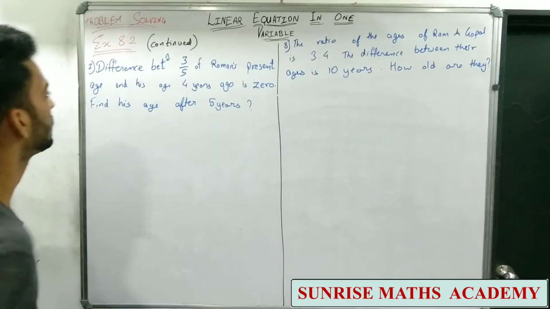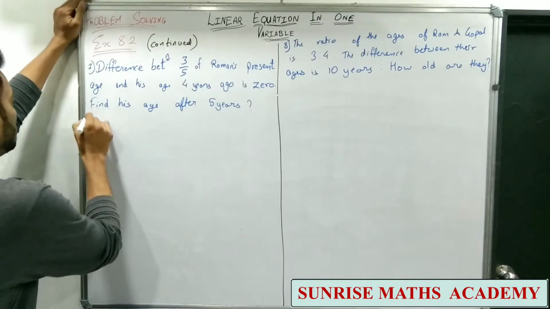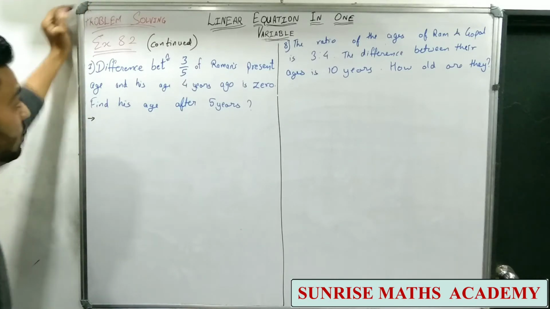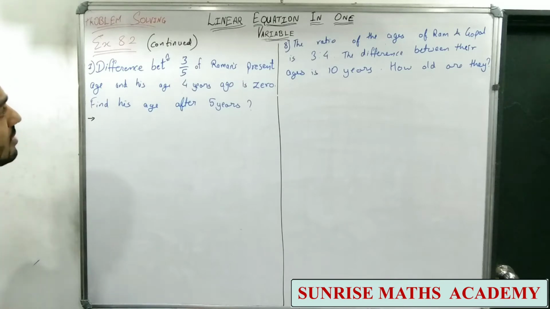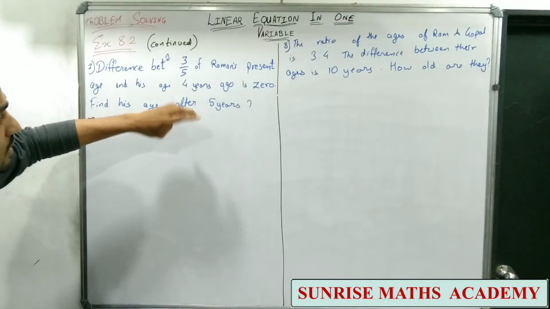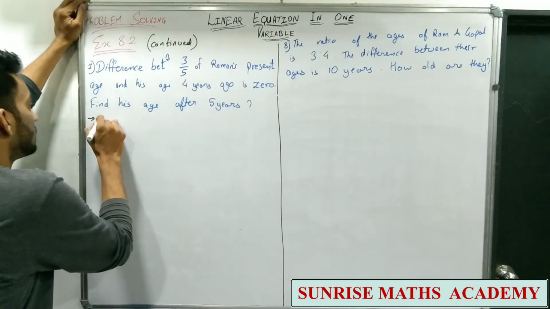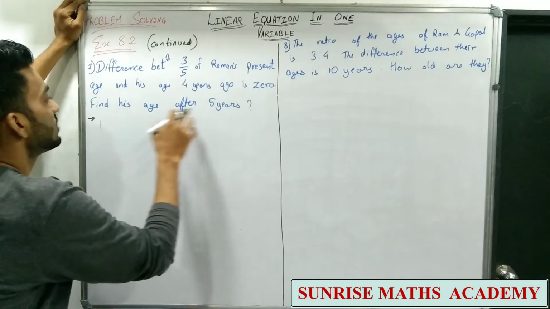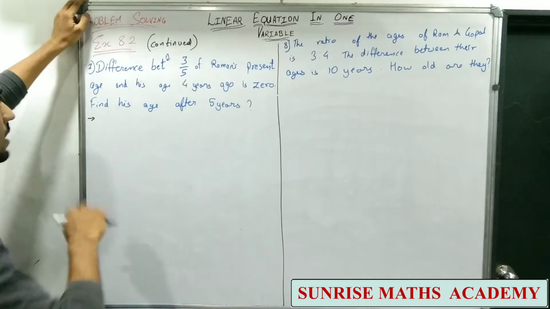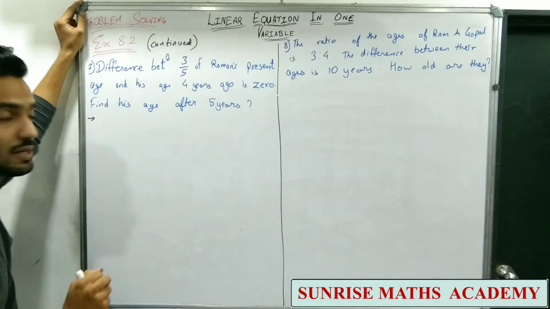Hello students, in this video we will be continuing with the word problems. The first one we have: difference between 3/5 of Raman's present age and his age 4 years ago is 0. Now in the first and second sentence both the things are having the base as Raman's present age. So what we have to do here is find his age after 5 years, means again present age से 5 years later, यानी हर जगह हमें present age से comparison दे रहा है.